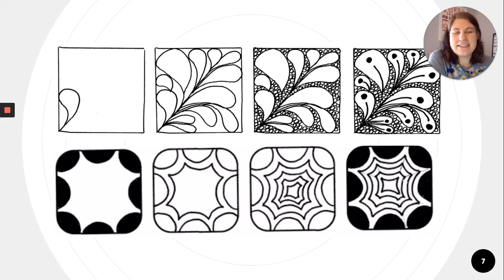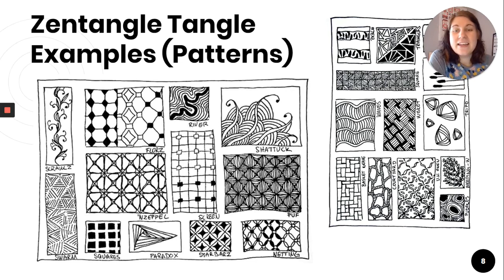You can see these are like step-by-step instructions that you can find all over the internet. Here's some examples of some different patterns. You can see they vary a ton. There are thousands and thousands of patterns online that you can look at for inspiration, but I'm really hoping that you guys come up with some of your own tangles for this project.